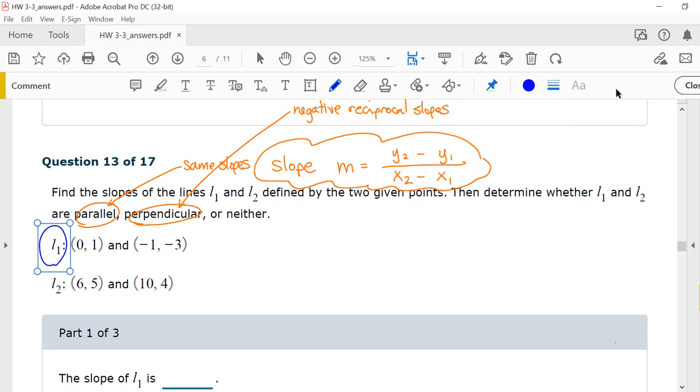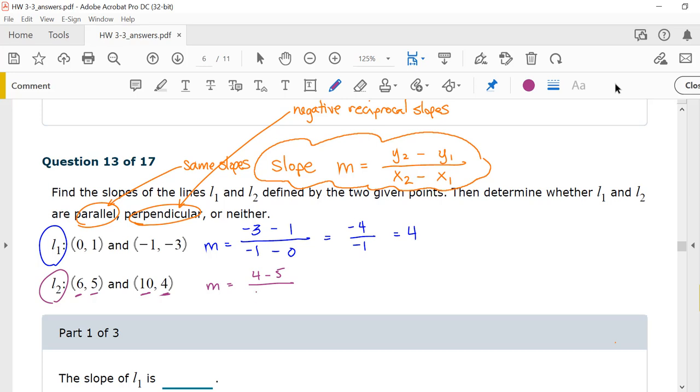So the slope of line 1, m, is going to equal negative 3 minus 1 over negative 1 minus 0. So you would get negative 4 over negative 1. So the slope of line 1 is 4. For line 2, the slope will be 4 minus 5 over 10 minus 6. So I get negative 1 over 4.